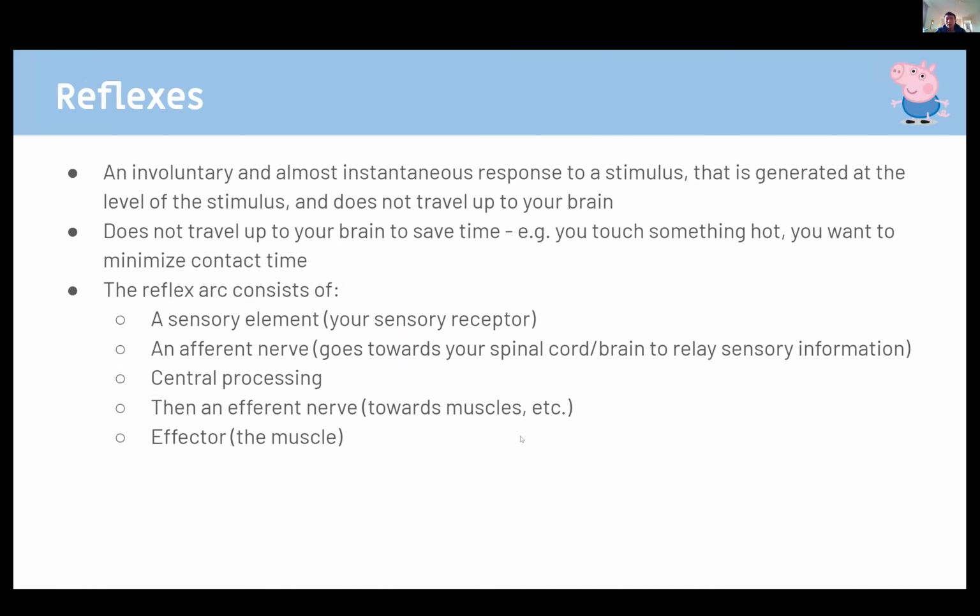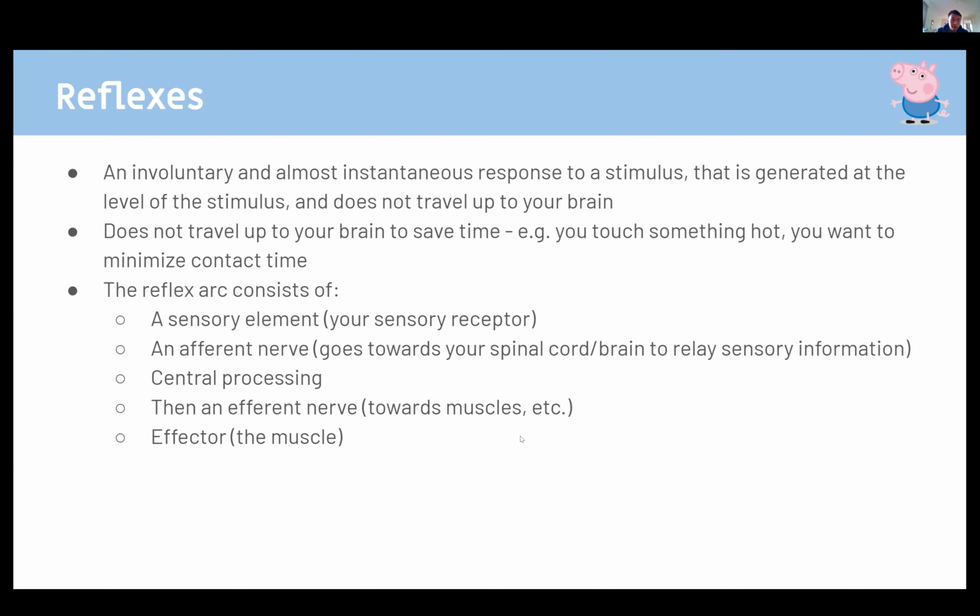So your reflexes are an involuntary and almost instantaneous response to a stimulus. This response is generated at the level of the stimulus, so it doesn't travel up to your brain and you don't think about it. It's just a reflex, something you do automatically. The reason is to save time. For example, if you touch something really hot, you don't want to get burned, and the longer it takes, the more you'll get burned. So you want to minimize the time, and reflexes let you do that because it doesn't travel up to your brain and it stays at the level of the spinal cord.